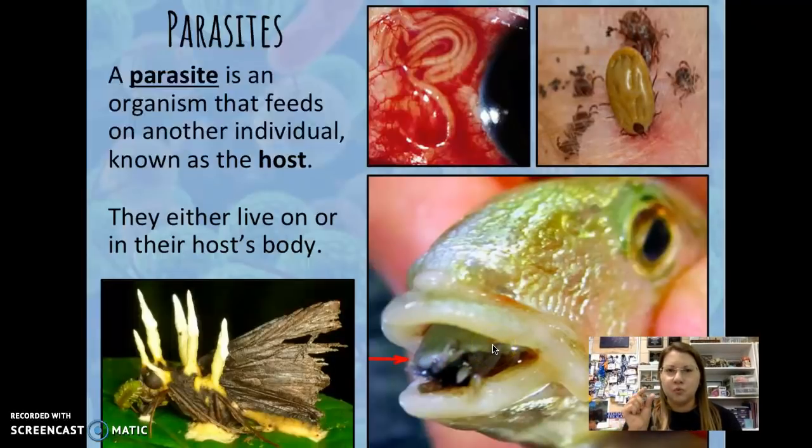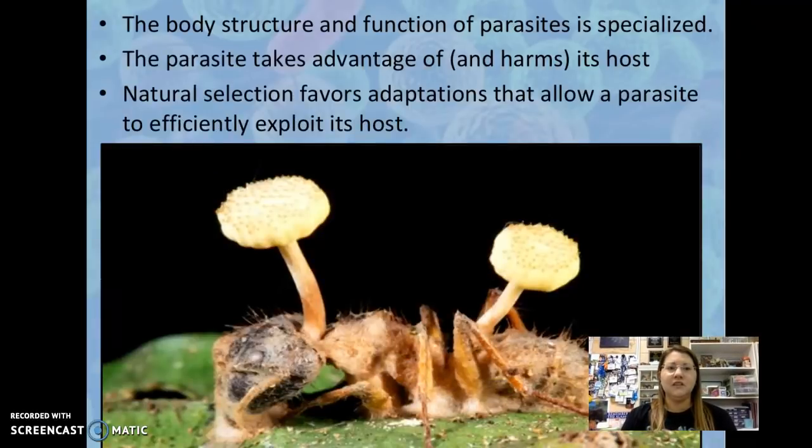It's sort of like a little roly-poly that you may be familiar with, and it basically chews off the fish's tongue and then latches on to the tongue and stays there and lives inside the fish on what used to be its tongue. That way it can get nourishment and has a good little shelter living inside the fish's mouth. So parasites are going to be very specialized.